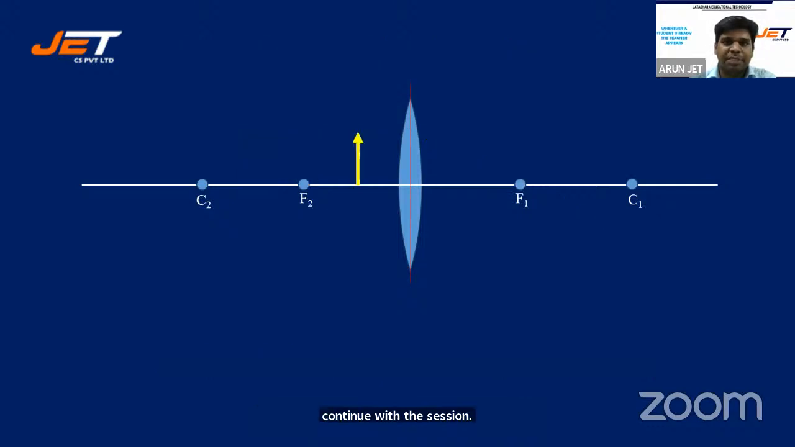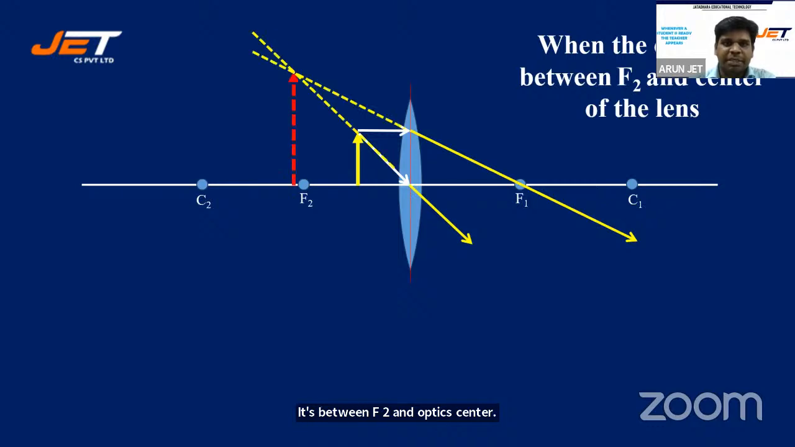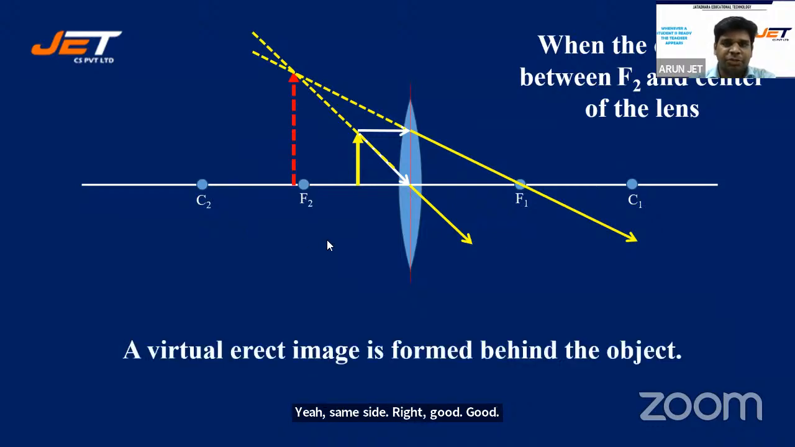When it's between F2 and the optic center, it passes through F1, we extend the rays, they intersect at some point, and here is a dotted line image, which is a virtual image. Today we have seen this scenario in our bridge course, right? Those who were there in the bridge course. Yeah, same side, right? Good, Ramakrishna. Bhavana, yes, that's right. Yes, Gayatri. So we get a virtual direct image formed behind the object.